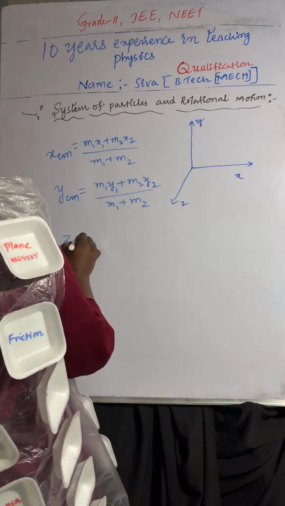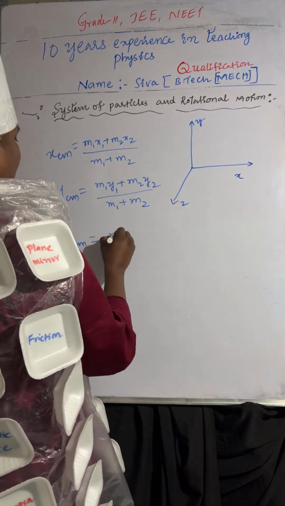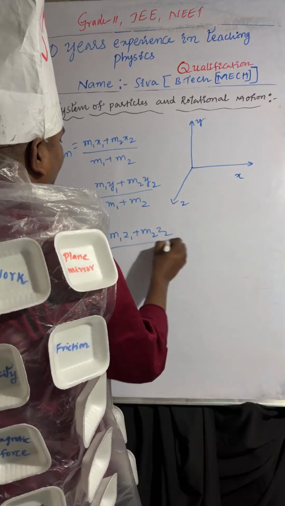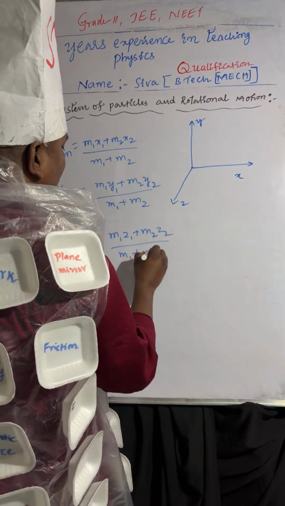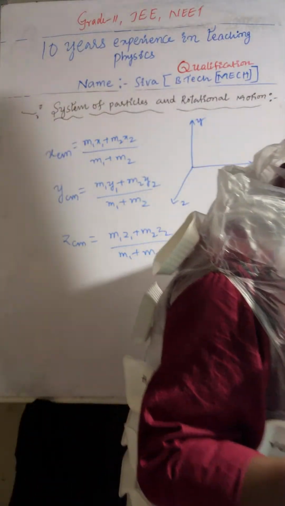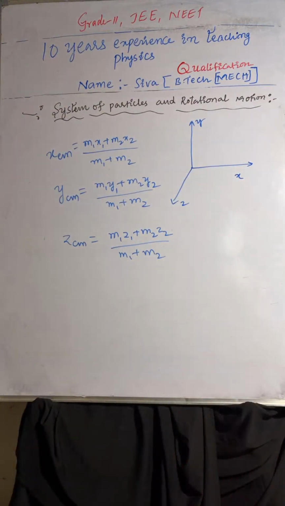And coming to z center of mass along z-axis: (m1 z1 + m2 z2) by (m1 + m2). So this is about coordinate axes: center of mass along x-axis, along y-axis and along z-axis. Understood or not? I hope it is very clear.